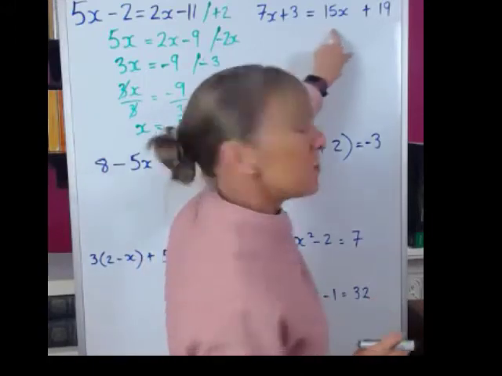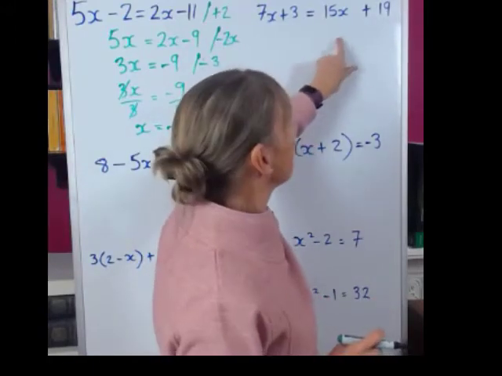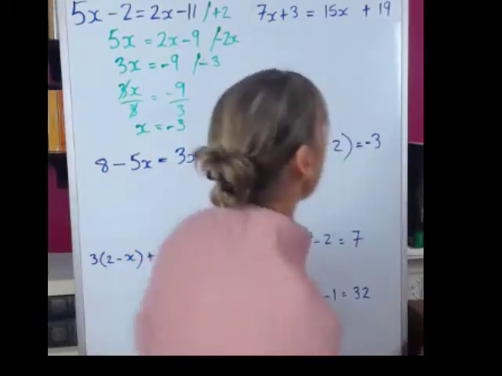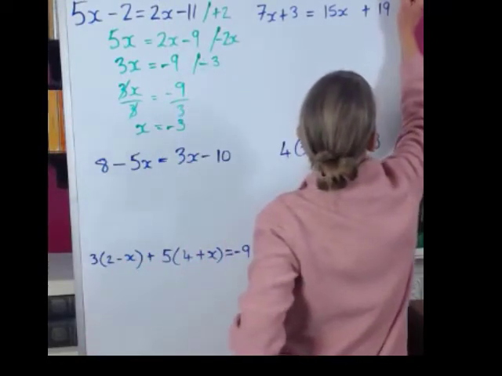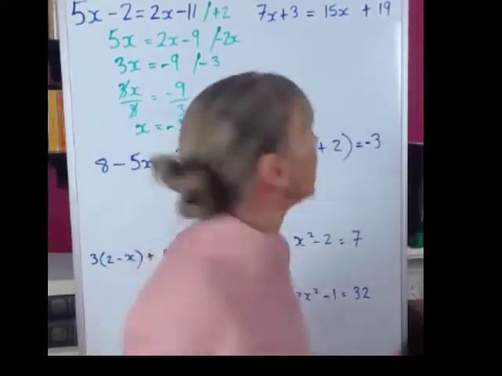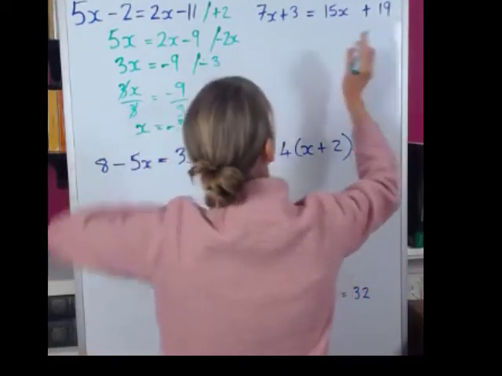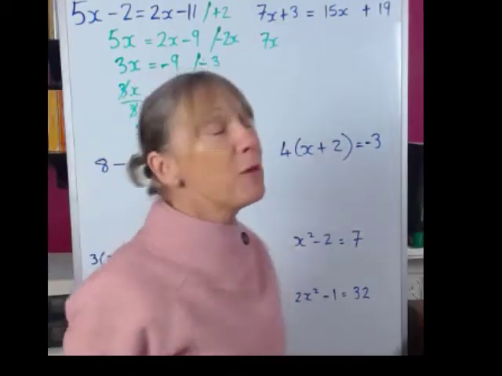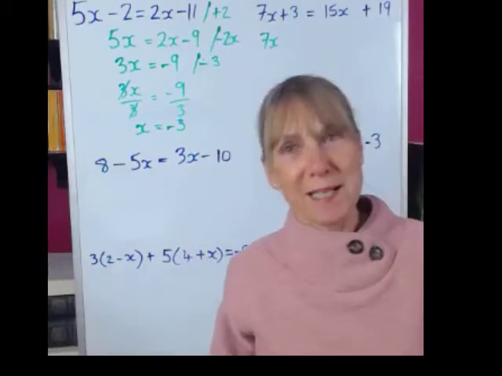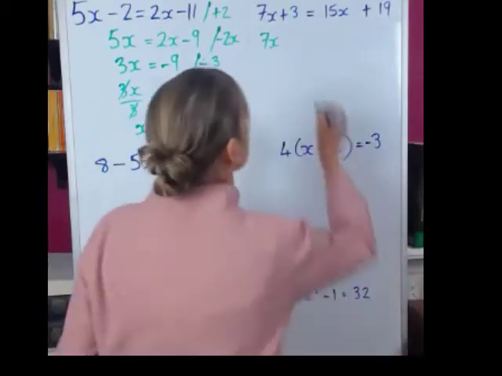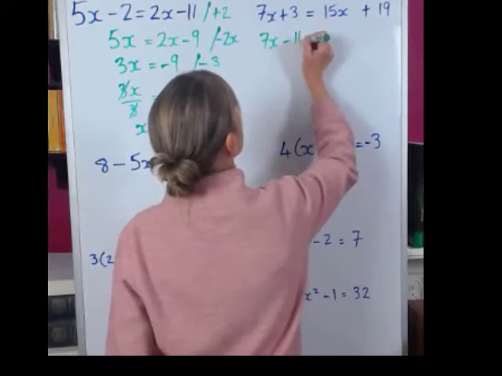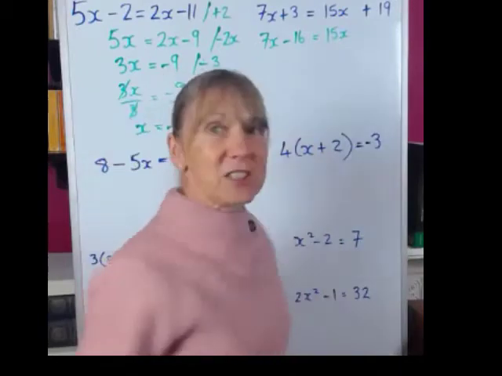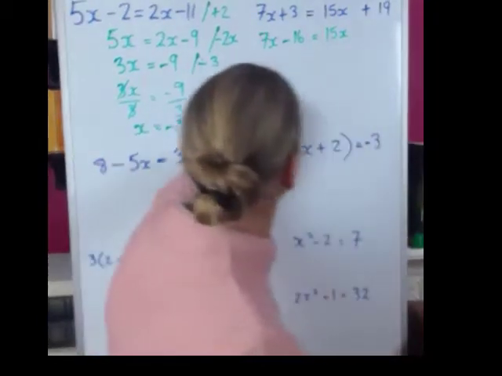So we note that there are more x's on this side. So this is going to be our x side, which means we want to get rid of the 19. How do we get rid of the 19? We're going to subtract 19. So to subtract 19 from both sides, we're going to get 7x. Ooh, now we've got plus 3 minus 19. So that's going to give us minus 16 equals 15x. So the 19 has gone away now, so it's already looking a bit more comfortable, isn't it?